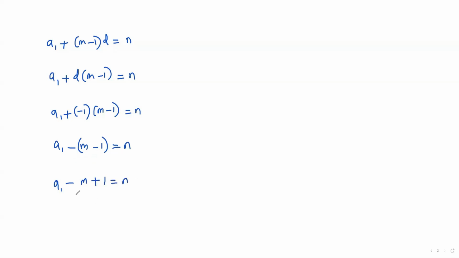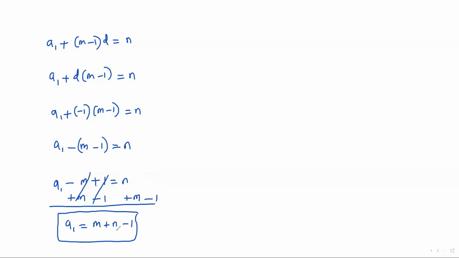Okay, now to solve for a1, I have to get rid of all the values around the unknown a1. So to get rid of this negative m, I'm adding m to both sides. And to get rid of this positive 1, I subtract 1 from both sides. So this 1 will cancel out. I get a1 equals, so here we have n plus m, but we can write it as m plus n minus 1. Okay, now I got the value of the first term. So that is a1 equals m plus n minus 1.